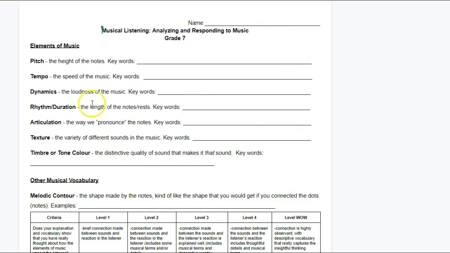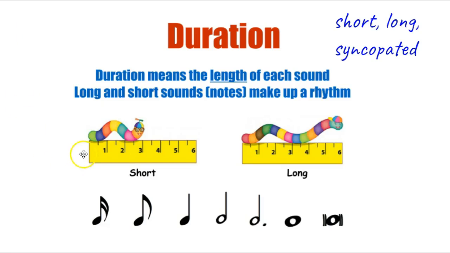Now we're moving down that sheet. You've gotten past dynamics. You've written in loud, soft, and crescendo. Rhythm and duration, that's referring to the length of the notes. So if the note is short, maybe one of these, then it's a shorter duration. Sometimes it's not colored in and therefore is longer. We can also have syncopated. Short and long are fairly straightforward.